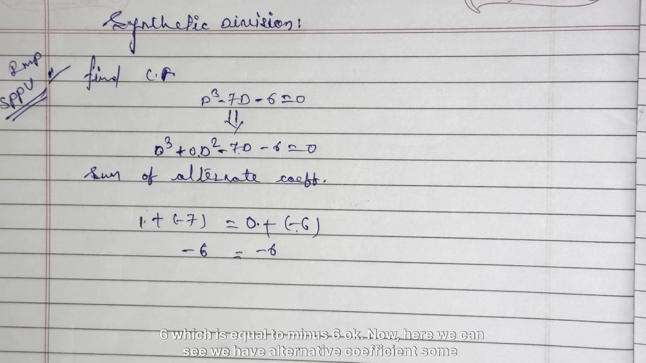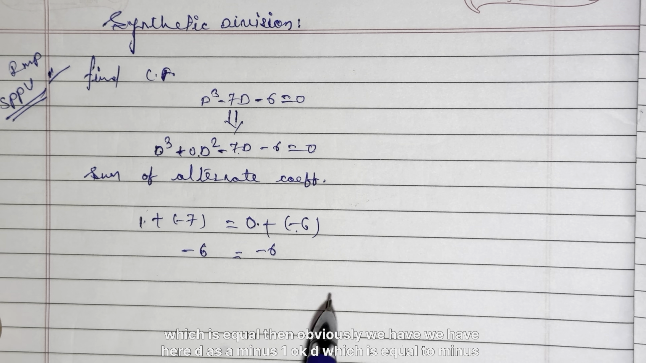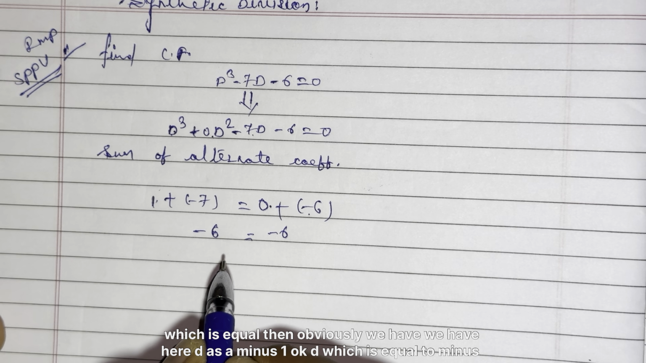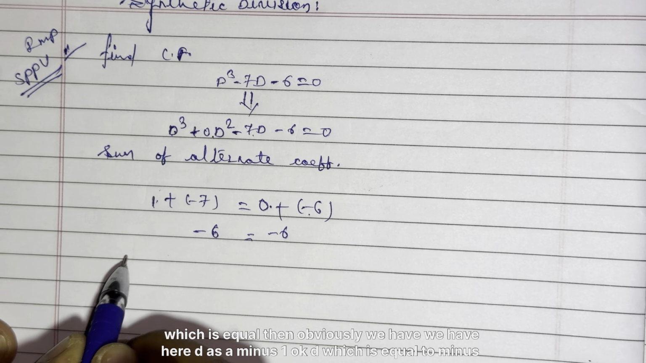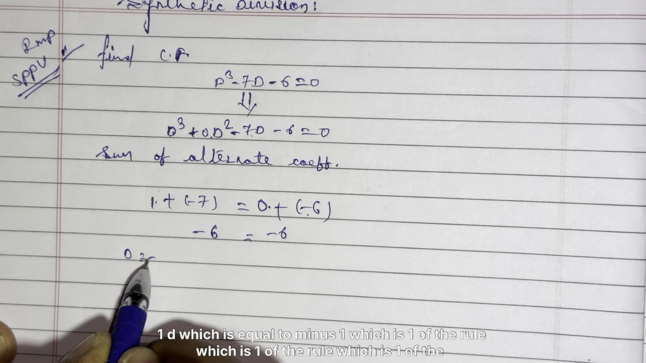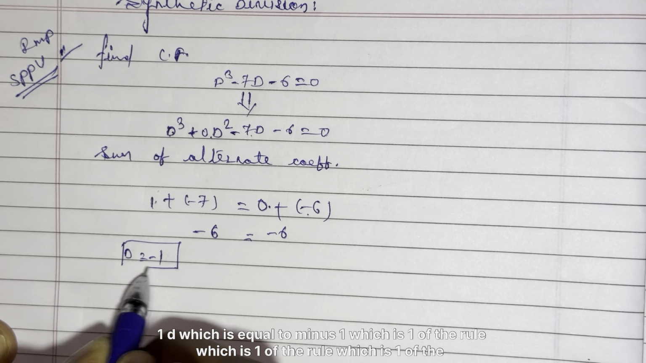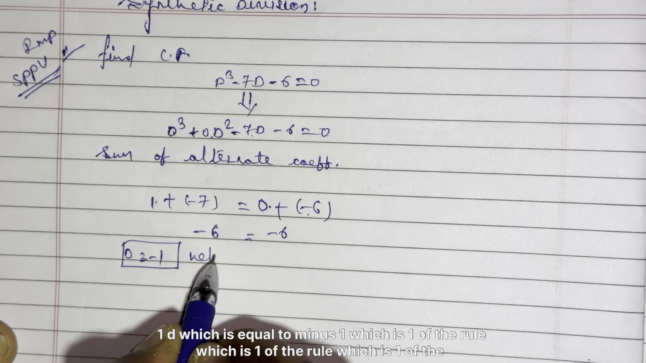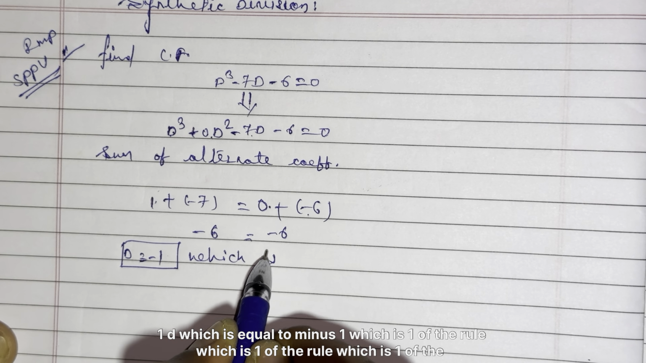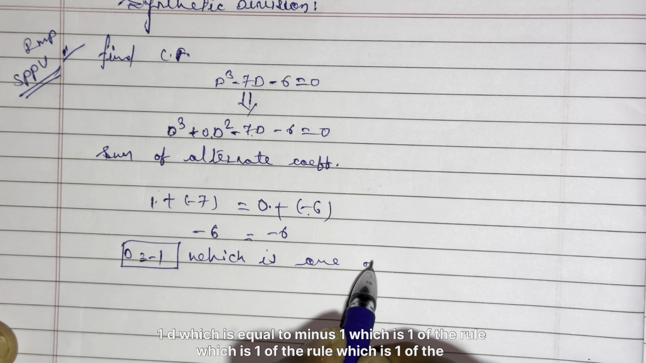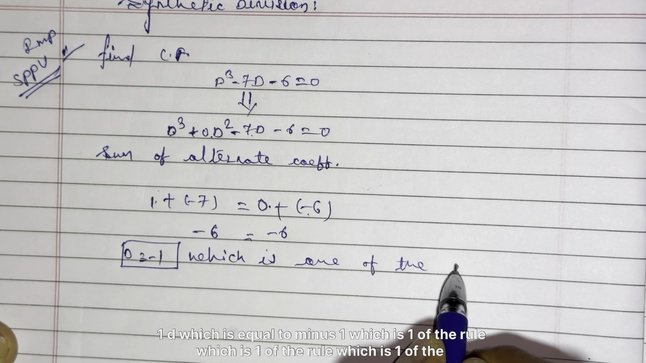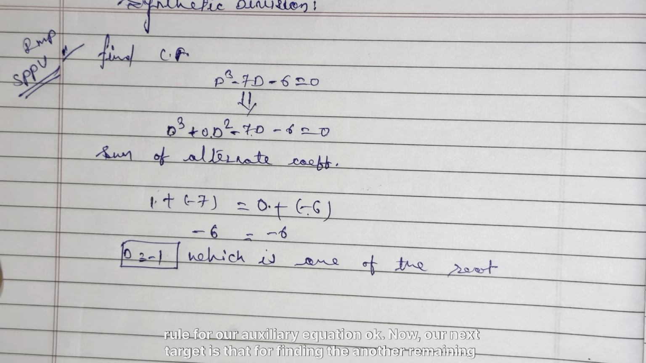Okay, now here we can see we have equal alternate coefficient sums. Then obviously we have d equal to minus 1, which is one of the roots for our auxiliary equation.